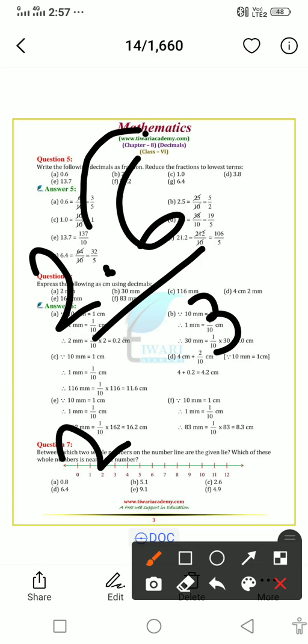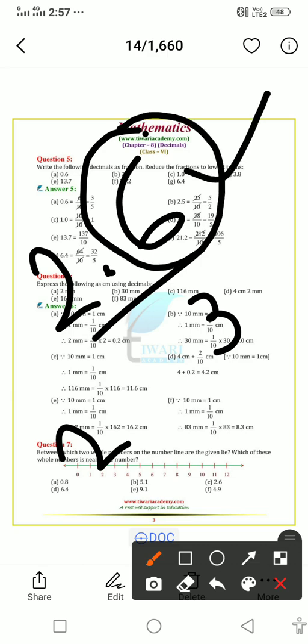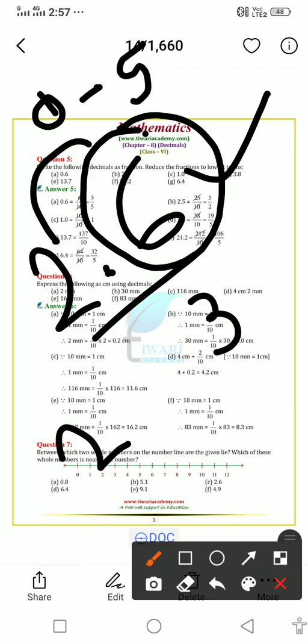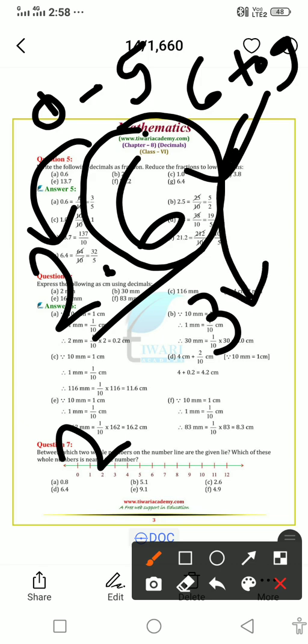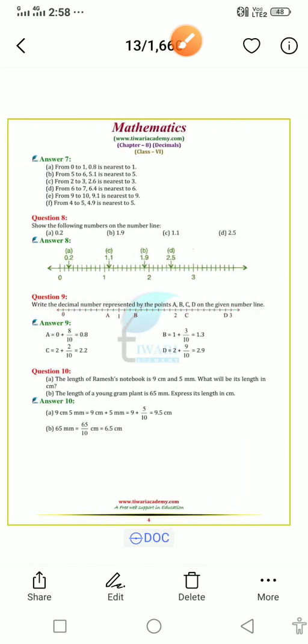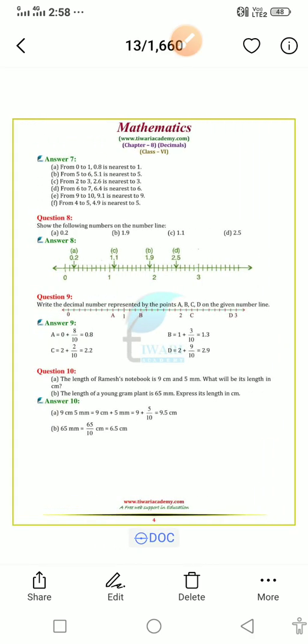So we have to see this number, that after point number, what is the number? That is 1, 2, 3, 4. If this number is 0 to 5, that it is in this part, it means nearer to 2. But if this number 6 to 9, so that number should be nearer to 3. Like this number is 2.7, so that is nearer to 3. This number is 2.3, that number is nearer to 2. So whole answer is given here.